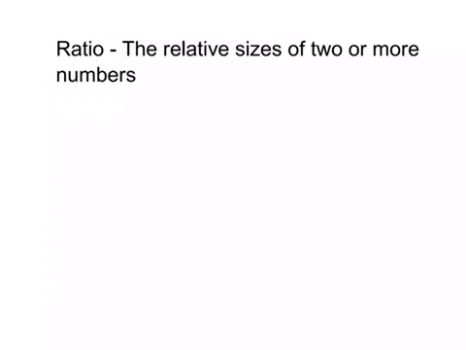So we define that as the relative sizes, in other words, how one amount compares to the other of two or more numbers. So let's say, for instance, that we wanted to compare the number of boys in a class to the number of girls. Then that would be written as the ratio of boys to girls. So let's say that there are 5 boys for every 4 girls in the class.